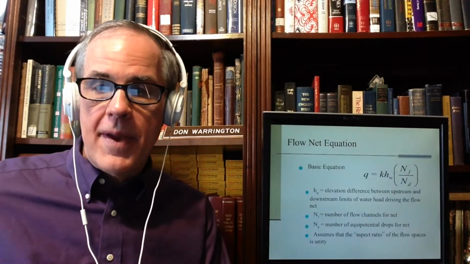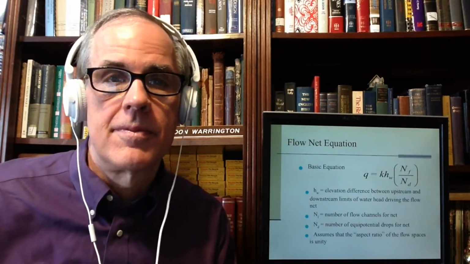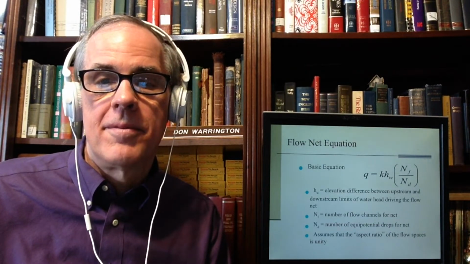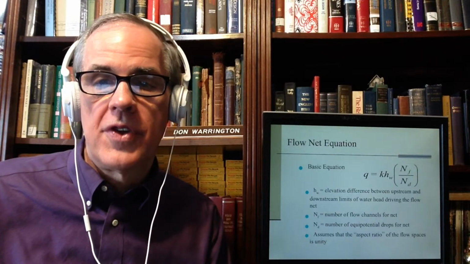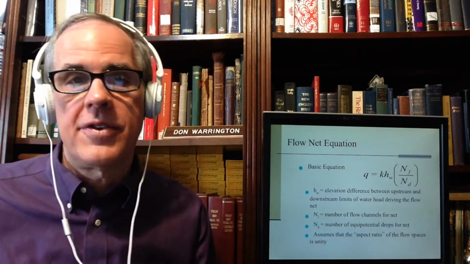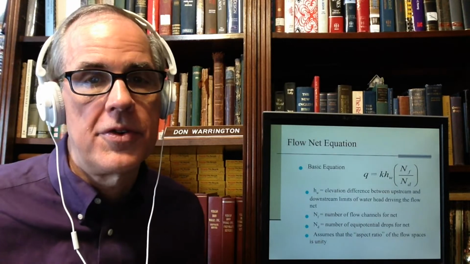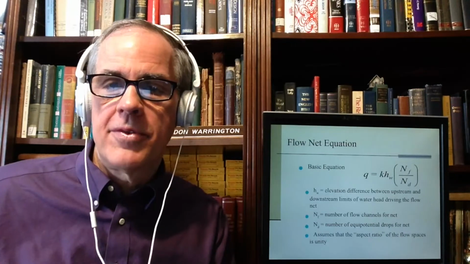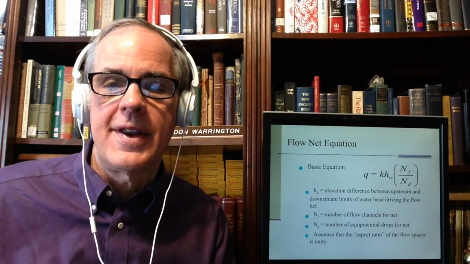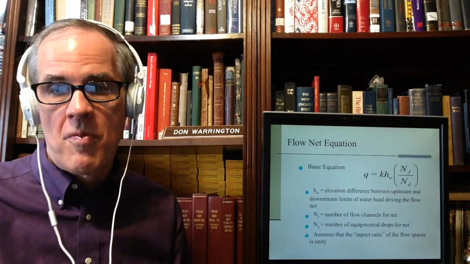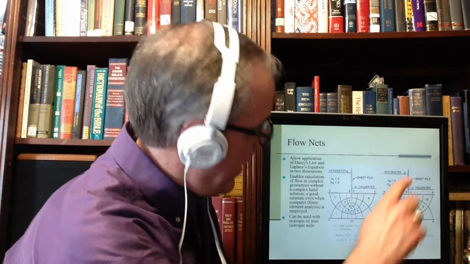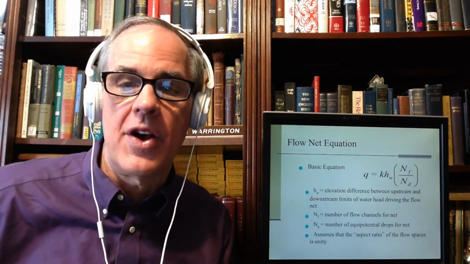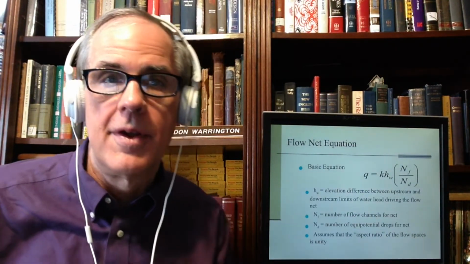Let's look at the basic equation. The basic equation states that Q, the flow from one side to the other, is equal to the coefficient of permeability, which we're going to assume is isotropic in a uniform stratum, times the elevation difference between the upstream and downstream limits, in other words, the difference between that and that, times the number of flow channels in the net over the number of equipotential drops.